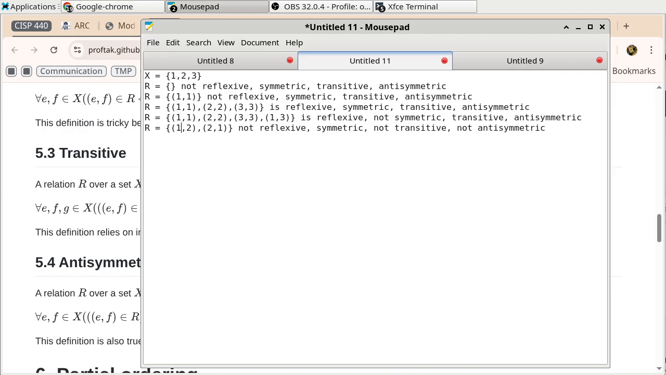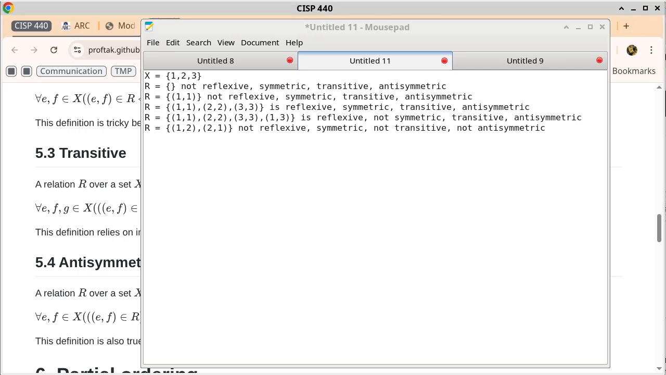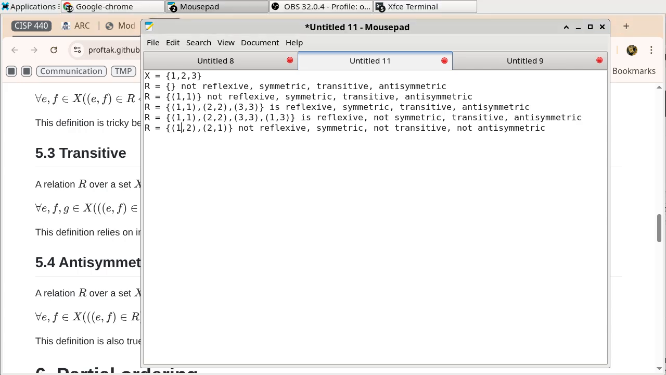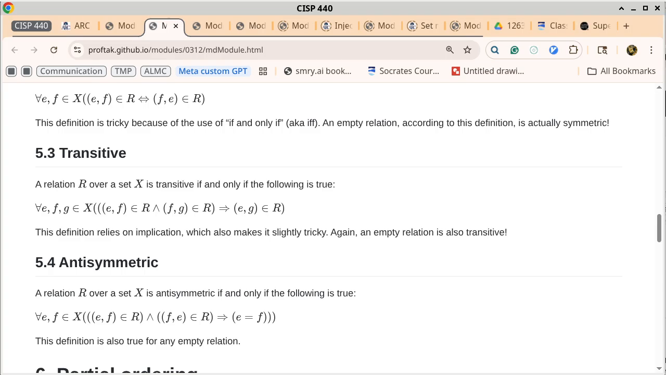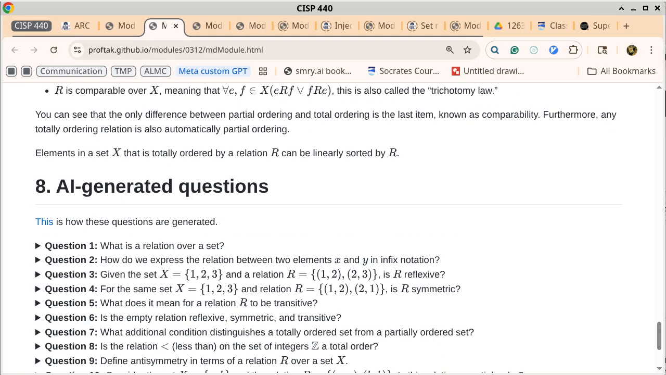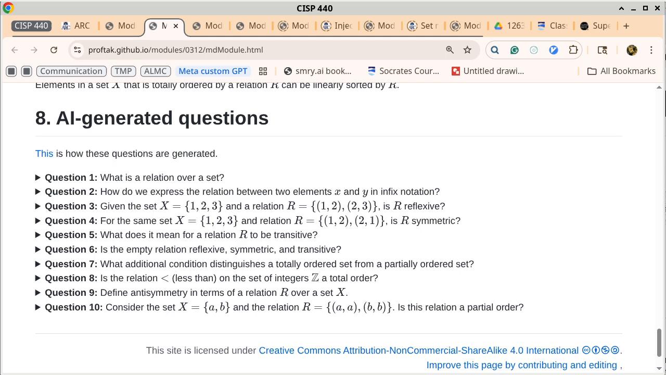These definitions or properties of a relation can be a little bit tricky to understand. And the best way to practice is to use AI to help you. There are a few ways to do it, so let's take a look. Typically, I have some AI generated examples already, so we can take a look at a few like this one here.